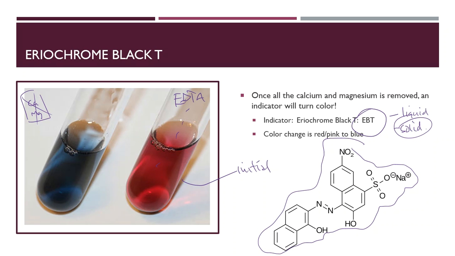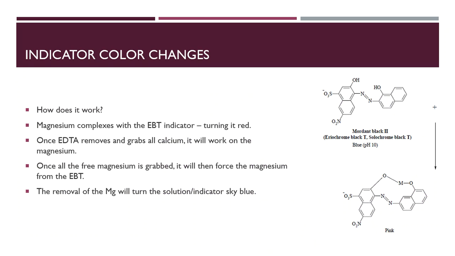And the EBT goes through withdrawal, because that's kind of what it's been eating on. And now there's no more calcium and no more magnesium. Oh no, what's it going to do? Well, it turns color. It goes from a red pink to a bluish color in the test tube. And that is how I know when the titration stops.